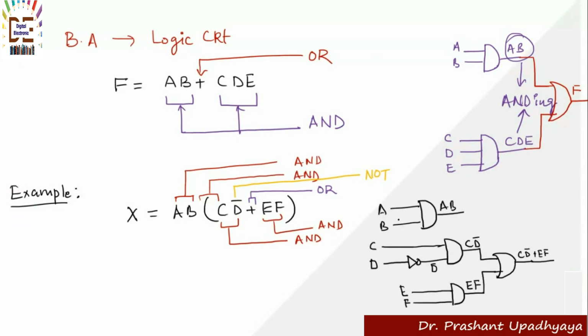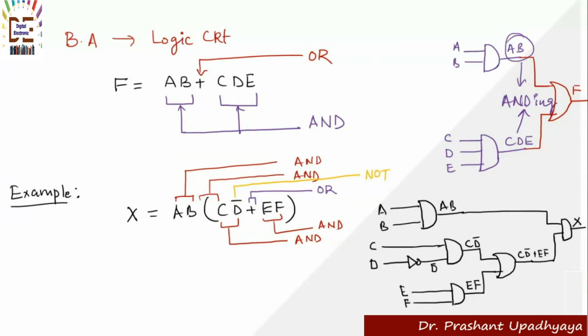And what is happening? This AB is being multiplied by this. So what I can do is take this one here and multiply it. So this is my X. You can see that this is also a logic combination. And this circuit which we have drawn, we have not minimized it. Till now we have not minimized any circuit. Whatever expression we have got, we have used it.